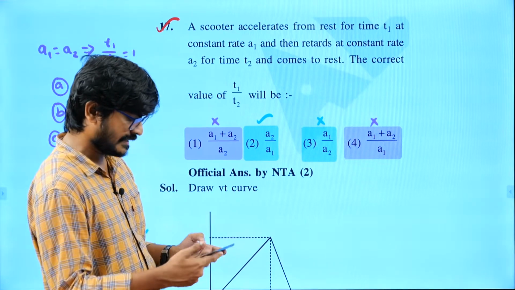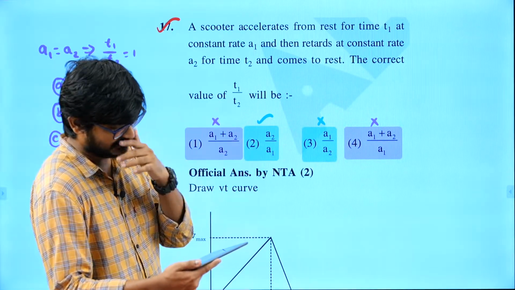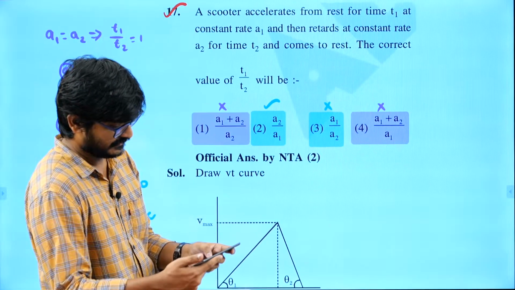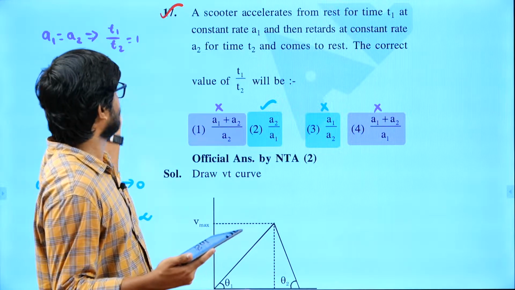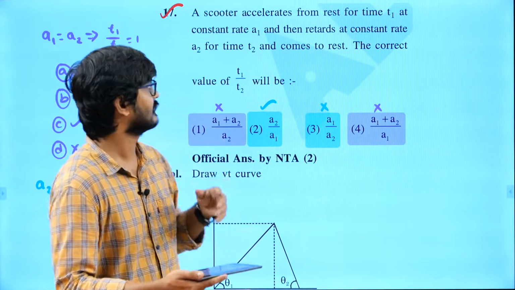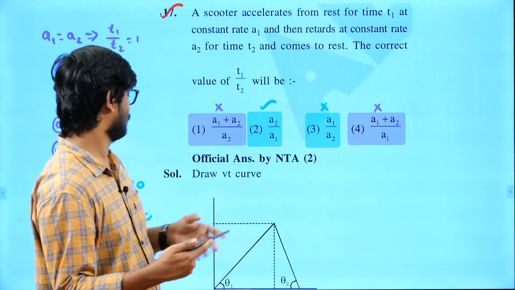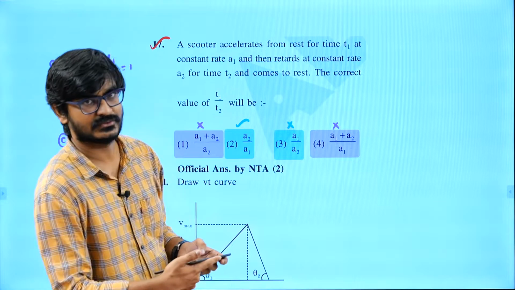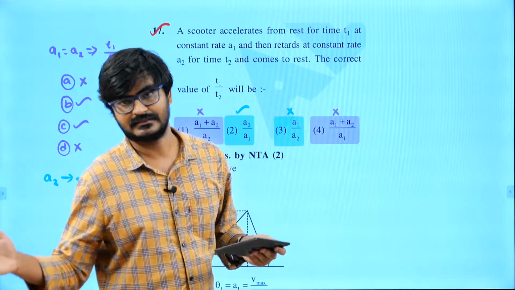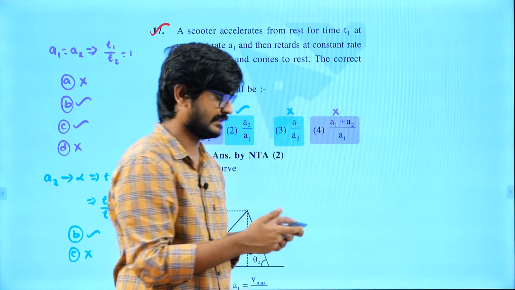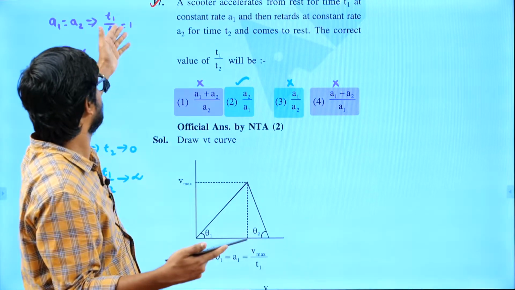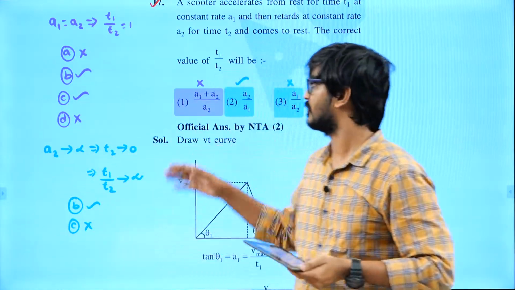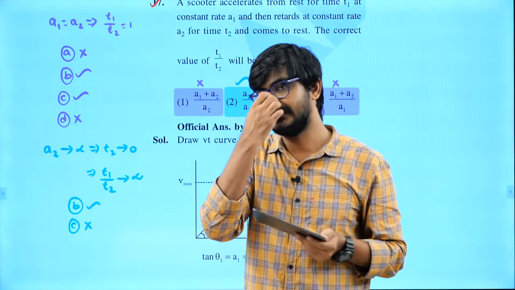The next one: a scooter accelerates from rest for time t1 with acceleration a1 and decelerates for time t2 with acceleration a2. You need to find t1 by t2. Now if a1 equals a2, by symmetry, or if you know how to plot the graph, you can see the time for accelerating must be equal to the time for decelerating. So the answer must be 1:1. From there I can eliminate options A and D, by checking what happens when a1 equals a2.